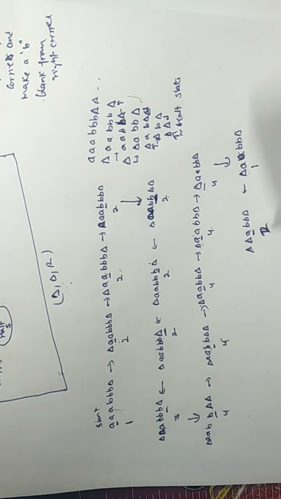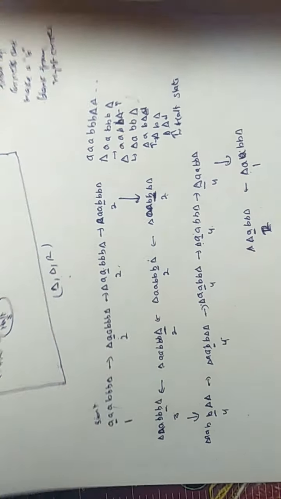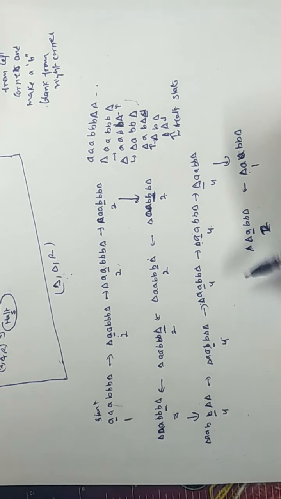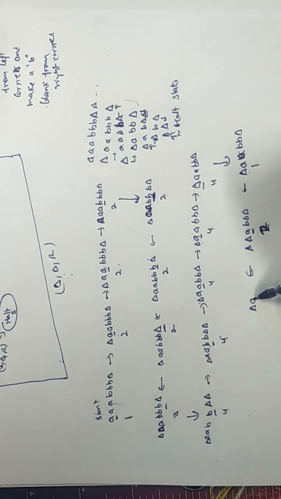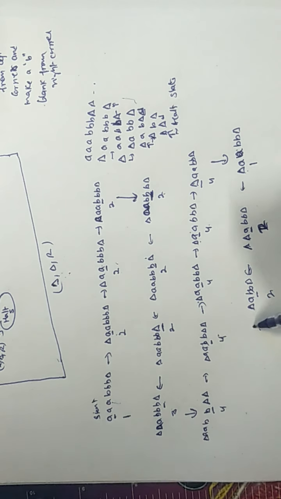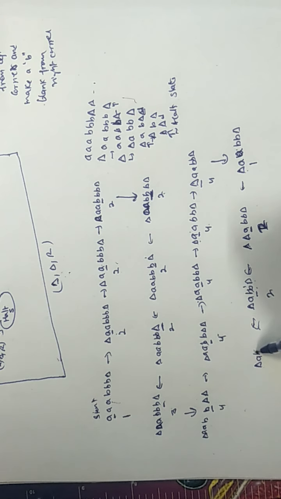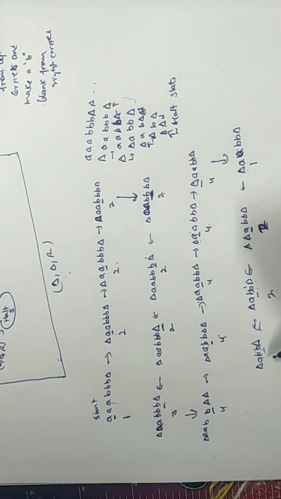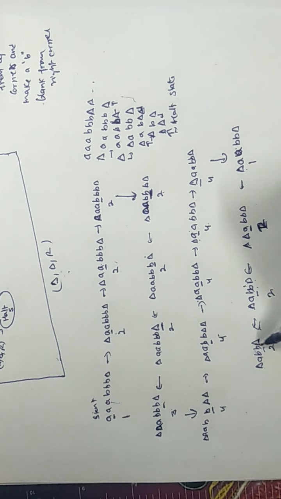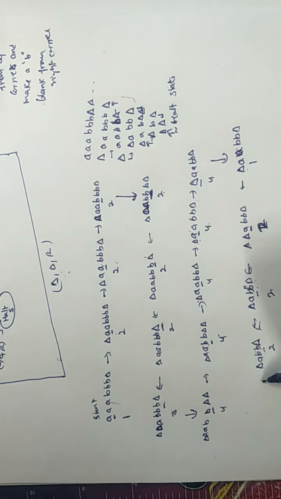So the state is 2 only. Now at state 2 reading A, remains unchanged and move to right. B remains at state 2. Now reading B at state 2, B remains unchanged and moves to right. Now reading B at state 2, B remains unchanged and moving to right.